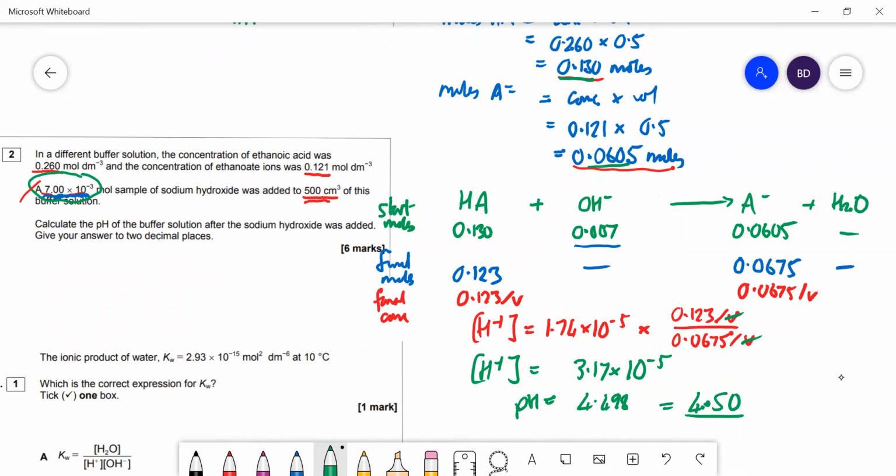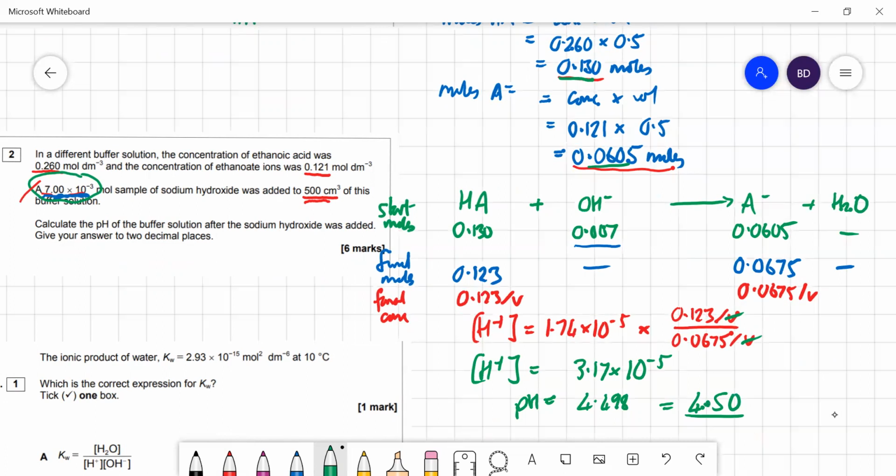Okay, so I would always use that method when you're working out buffers like this: you get the concentrations, call the volume V, the V's will all cancel out, and most importantly, don't confuse moles with concentrations.